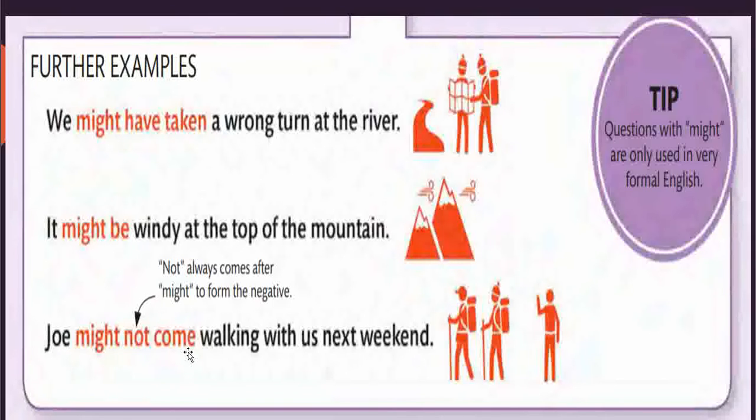Joe might not come walking. Now, this is a negative connotation. Not always comes after the word might to form the negative. Might not. You don't say Joe not might, or you don't say Joe might come not. It is actually the word not that comes soon after the word might. Joe might not come walking with us when? Next weekend. This is the future time marker. So this construction is representing the future possibility, or a possibility that is not true in the future. That is how we can say.